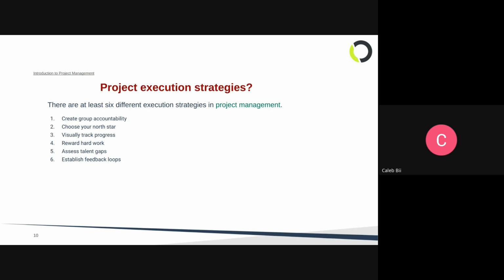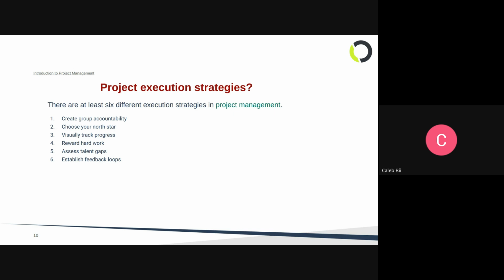We have also assess talent gaps. When you talk about assessing talent gaps, you as a project manager, or as a product owner, need to know the strengths of your team members. You need to know what they're good at and what they're not good at. So you try to allocate tasks they are good at to them. That's why we are talking about assessing the talent gaps. If there is a gap somewhere, you try to fill it by allocating a team member who is good at working on that specific task.